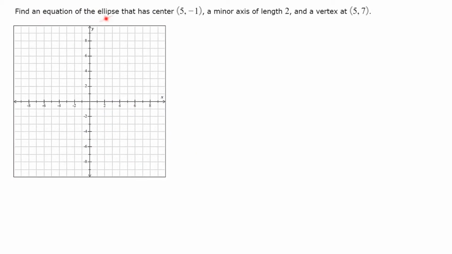Here, find an equation of the ellipse that has center 5, -1, and a minor axis length of 2, and a vertex at 5, 7. There's a lot to break down here. I think we should start with the center. So there's a center at 5, -1. Why don't we go ahead and plot that? So over 5, down 1. This is our center.